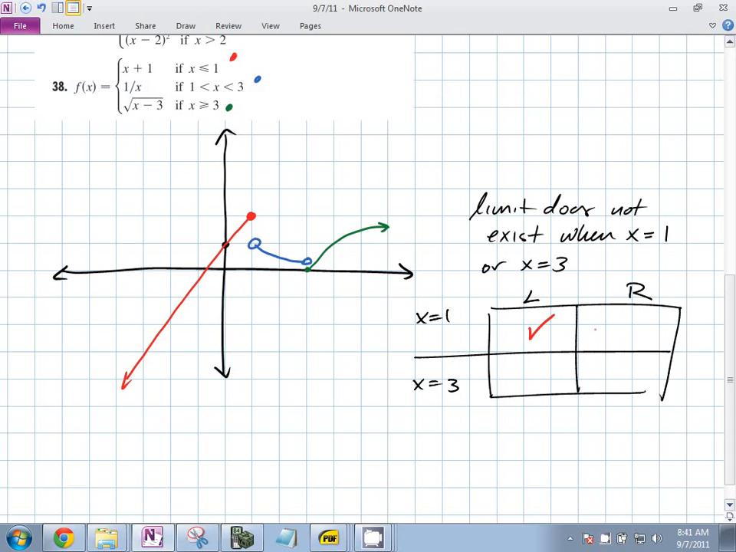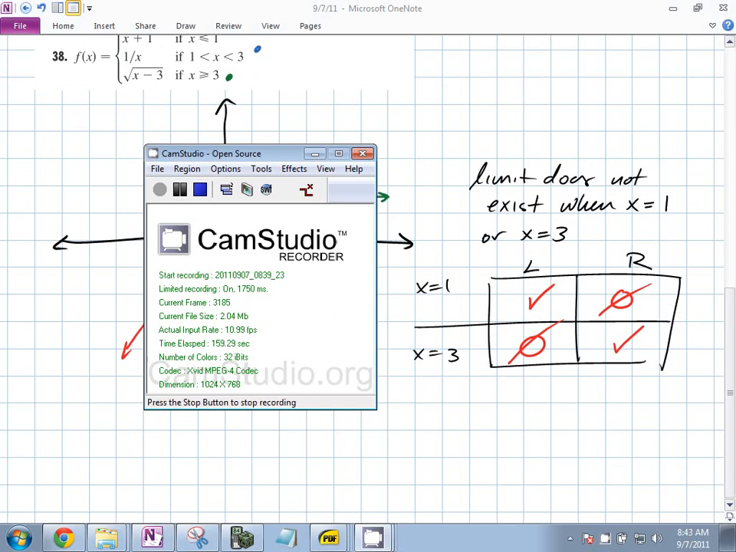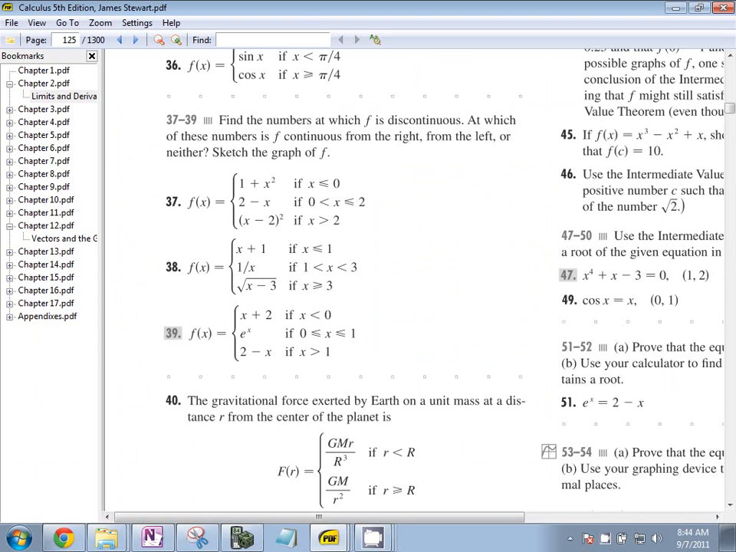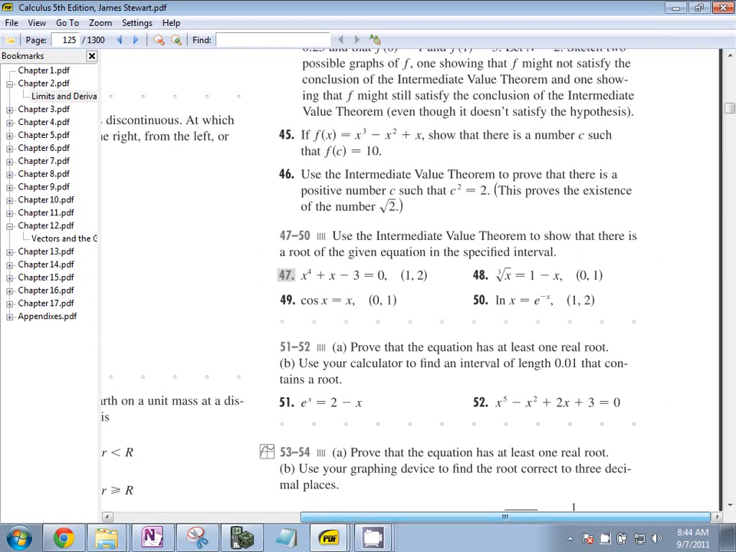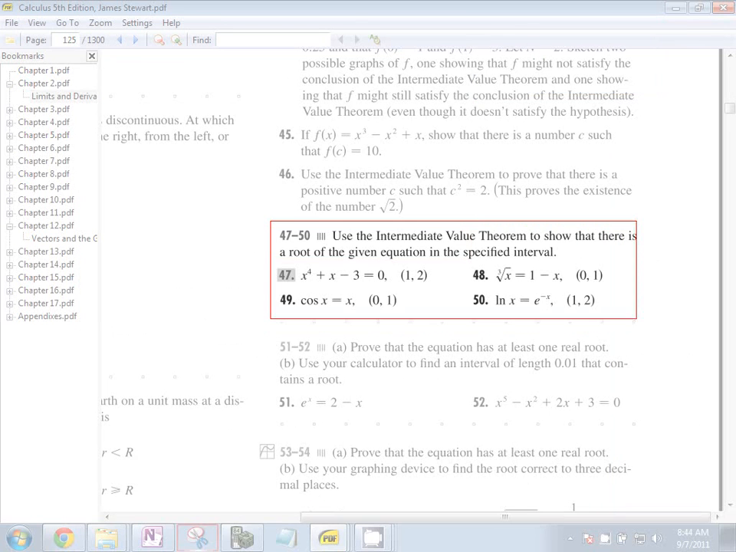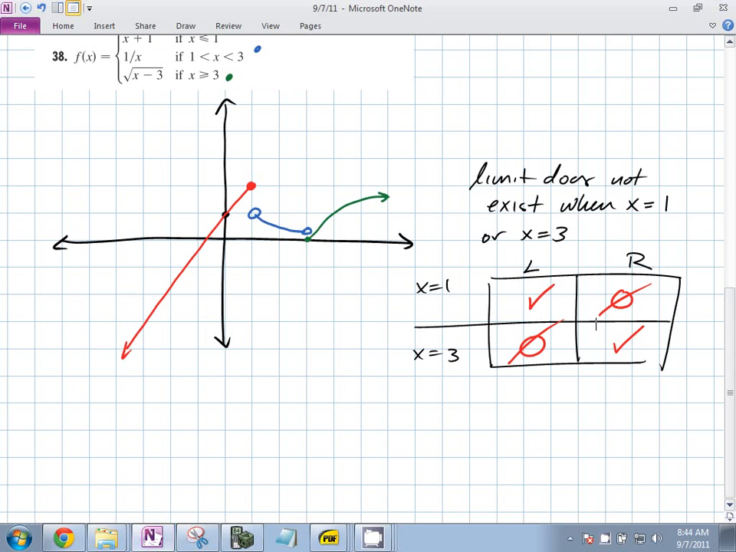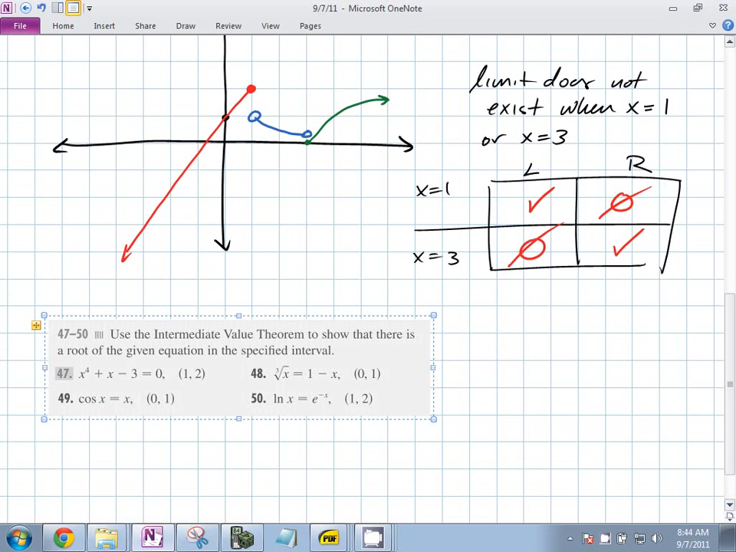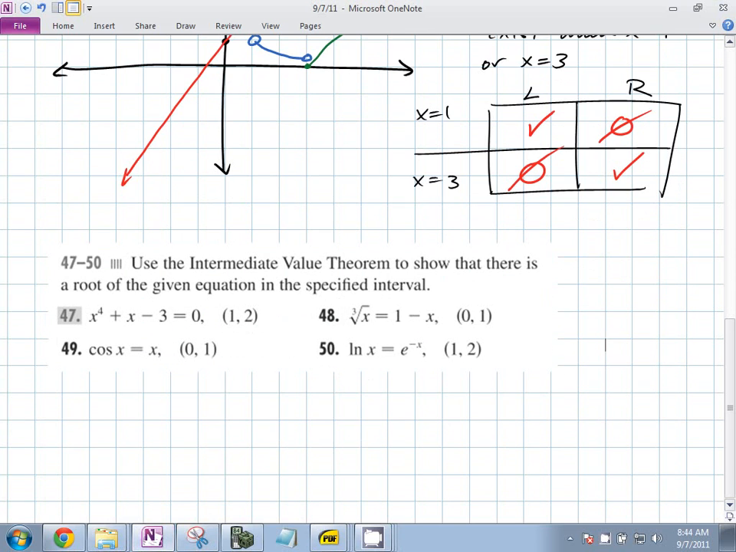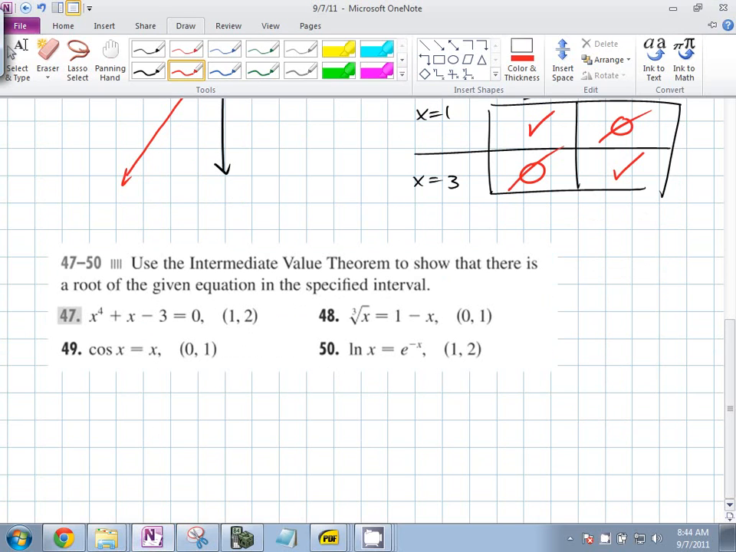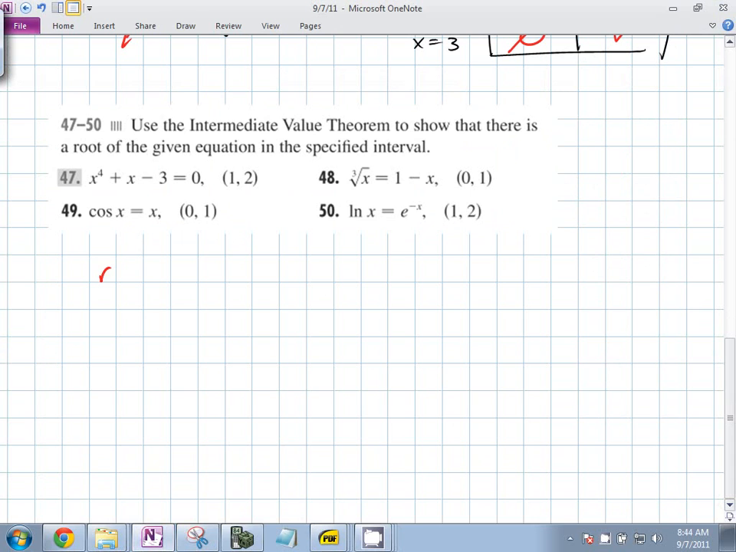Can you do an interval between them, or no? An interval between what? Yeah. 48? Yeah. Use the intermediate value theorem. Well, remember what the intermediate value theorem is, right? If you don't, what can you do? Yeah, look it up. Use the intermediate value theorem to show that there is a root of the given equation in the specified interval. What does a root mean?